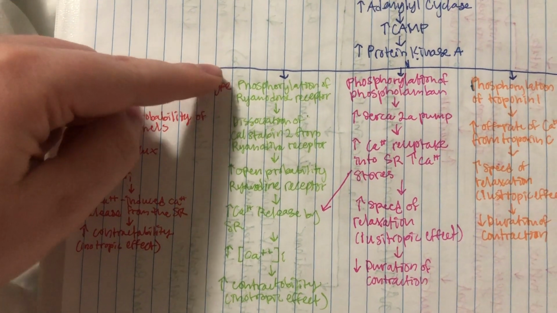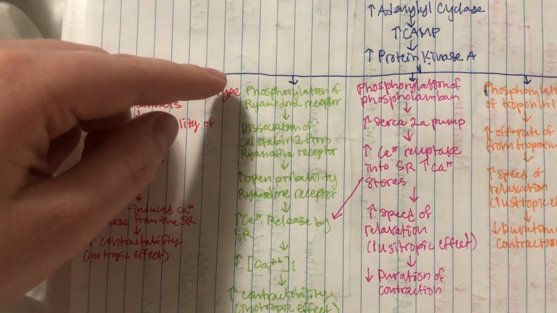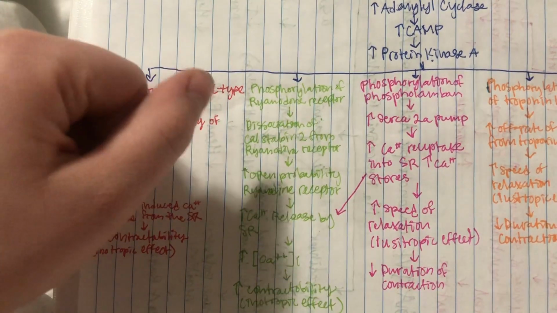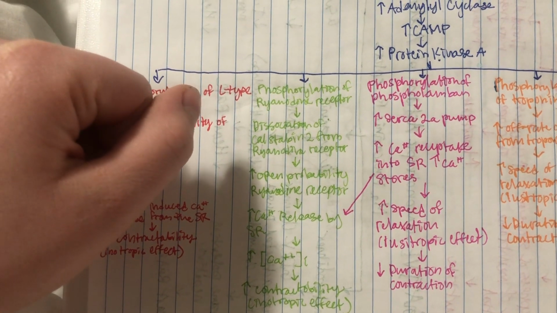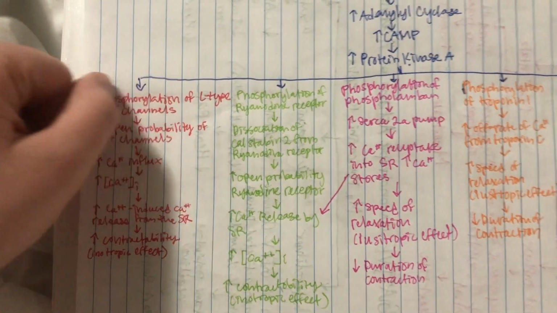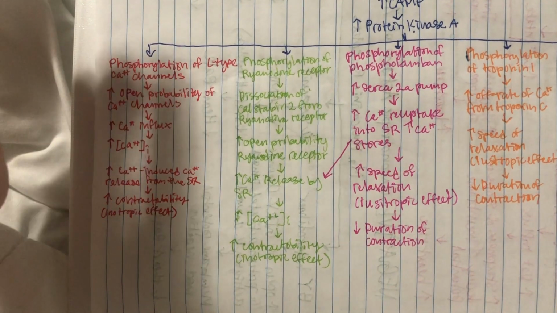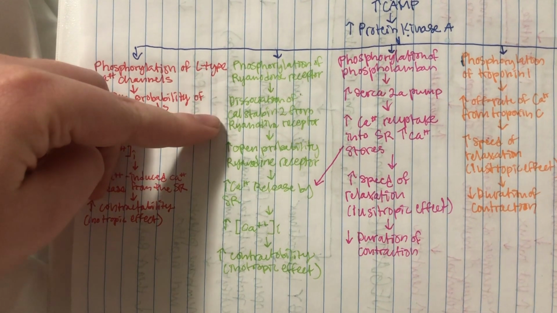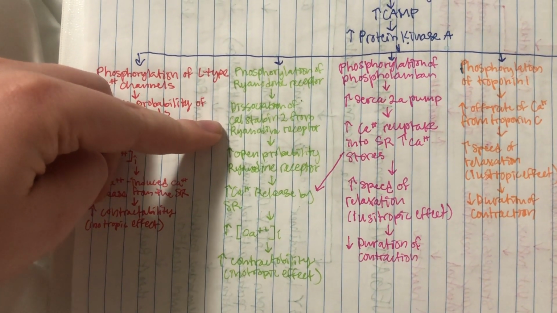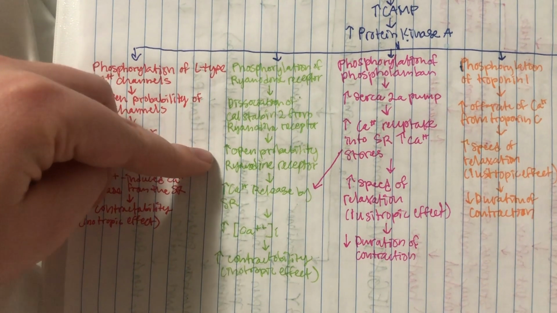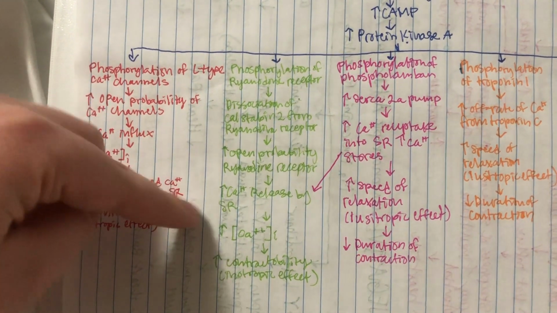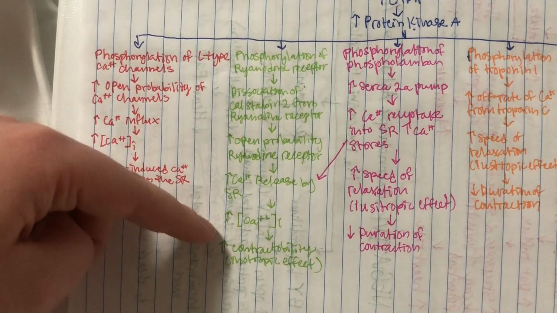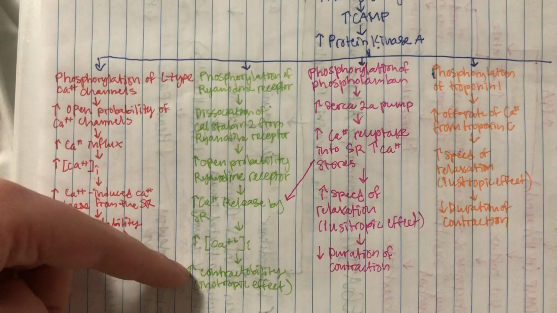Phosphorylation of the ryanodine receptor, that's the one that lets the calcium out. It causes a conformational shift to open up the calcium channel from the SR. So anyways, dislocation of calstabin 2 from the ryanodine receptor opens the ryanodine receptor, calcium is released by the SR, and then that's an increase of calcium, so you increase your contractibility or inotropic effect again.